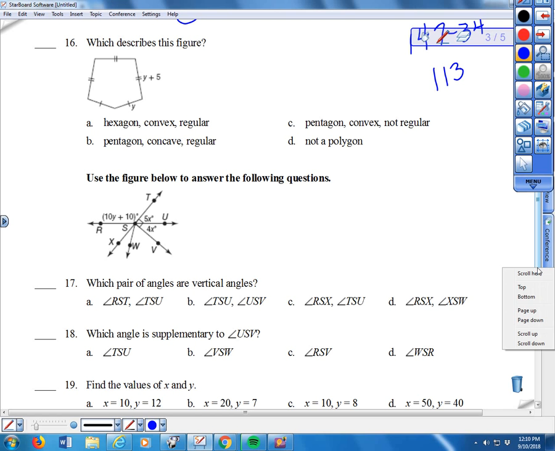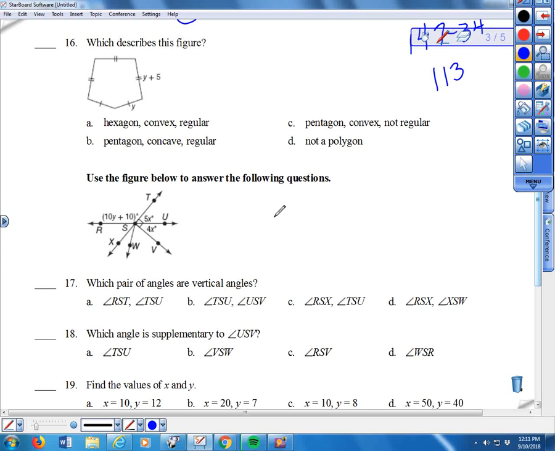Okay. Use the figure below to answer the following questions. Which pair of angles are vertical? Let's just go through the list. RST, that's here, and TSU. Are those two vertical? What do they make? What would be another name for those two angles? Supplementary? There's another phrase. Linear pair? They make a line. Okay? So that's not the answer.